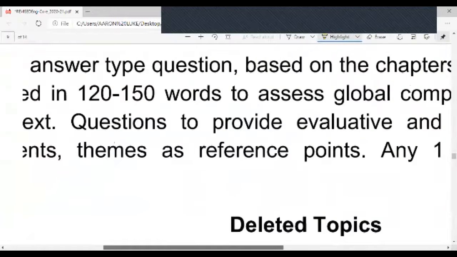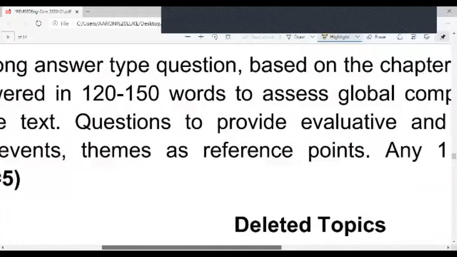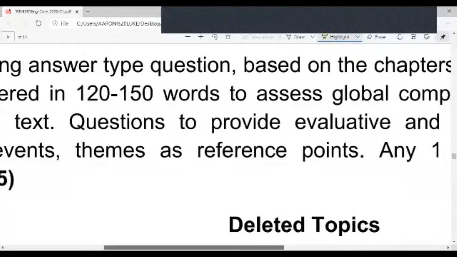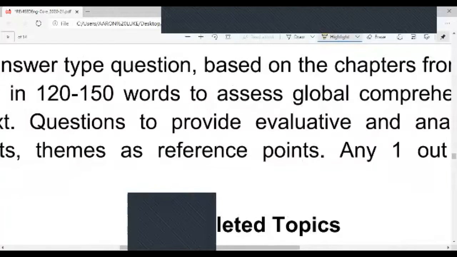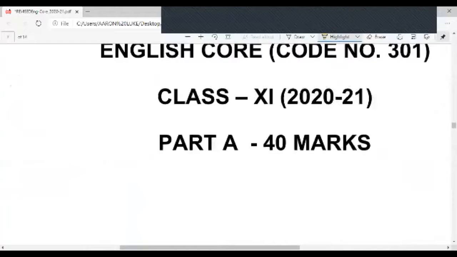Last question of the question paper, question number 9. One long answer type question based on the chapters from Snapshots to be answered in 120 to 150 words to assess your comprehension. You will be getting 2 questions, out of which 1 you have to attempt. Now, children, related to the blueprint of the English question paper, do you have any doubts? Do I need to explain it once again?